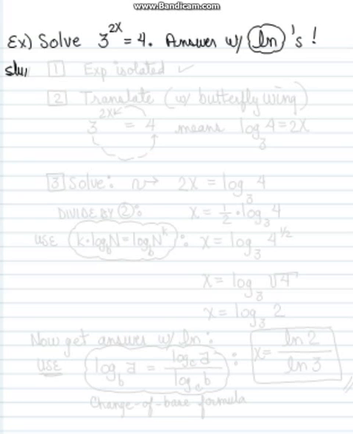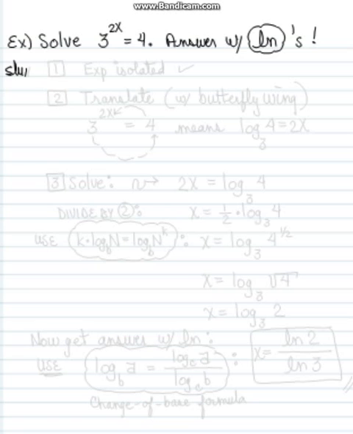All right, here's an exponential equation. Base 3 raised to the exponent 2x equals the number 4. Get the answer and make sure your answer has only log base e's. In other words, all natural logs and nothing but natural logs in our solution. That's the form I want to see.